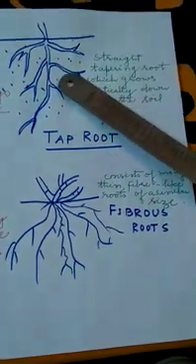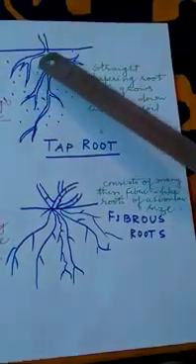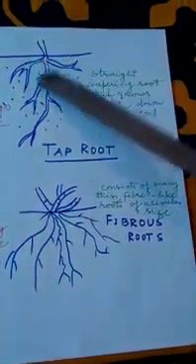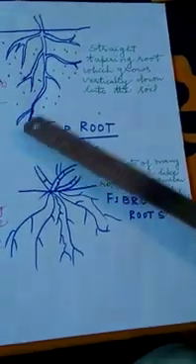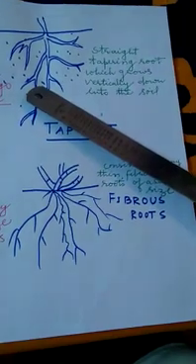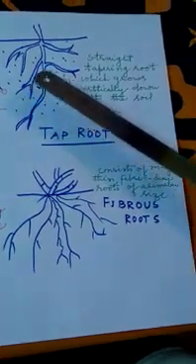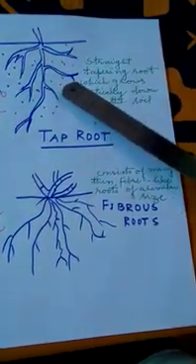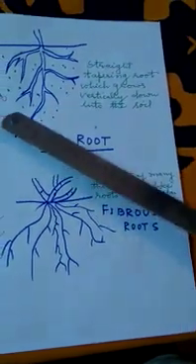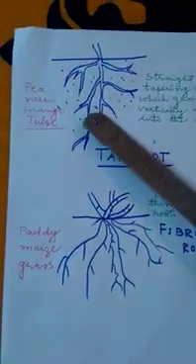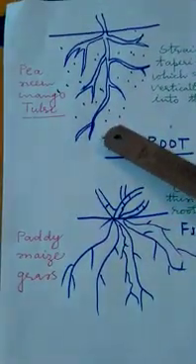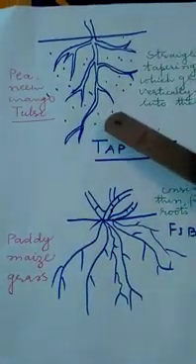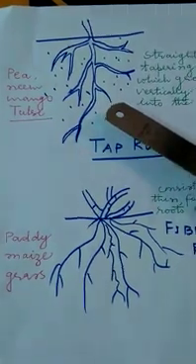As the name suggests, lateral means they are coming laterally from the main taproot. So taproot itself is quite thick, but its branches are much thinner. Some of the plants that have taproots are pea, neem, mango, tulsi, gram, carrot, radish, beet and turnip.